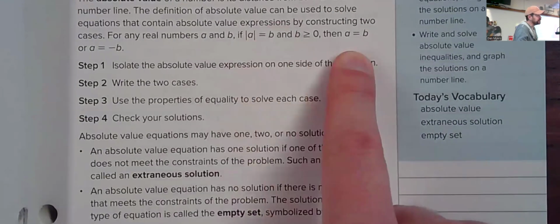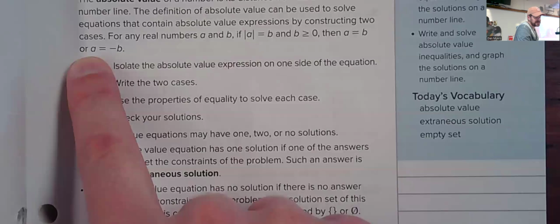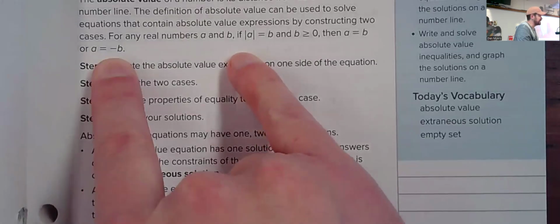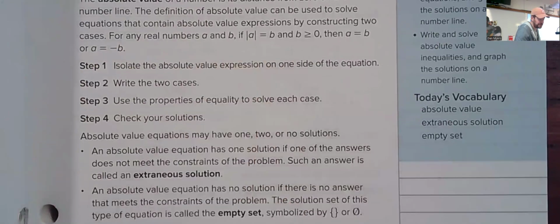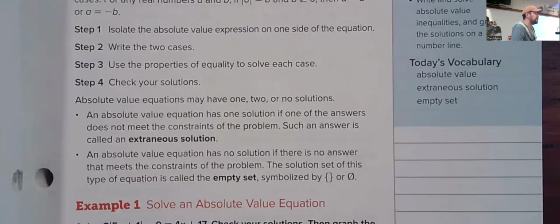A is equal to B, the positive version of this number here, or what's inside the absolute value could also be the opposite of that, because you can have a negative inside the absolute value. So, steps here. It's basically solving a regular equation. But the first thing you need to do is isolate the absolute value expression. Everything looks normal. You're just basically treating the absolute value bars as a group, but you cannot distribute into them. So they're not parentheses, so you can't distribute into them.